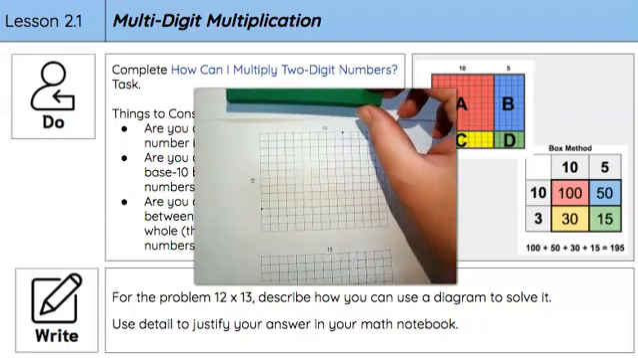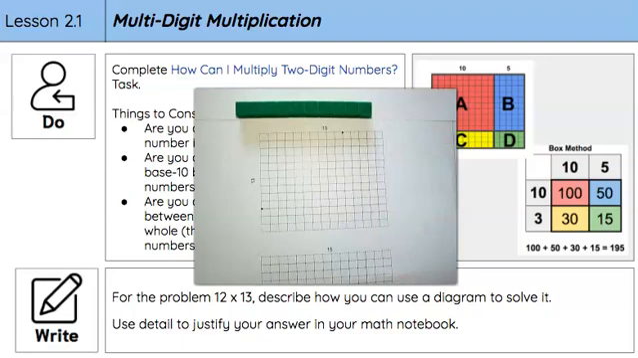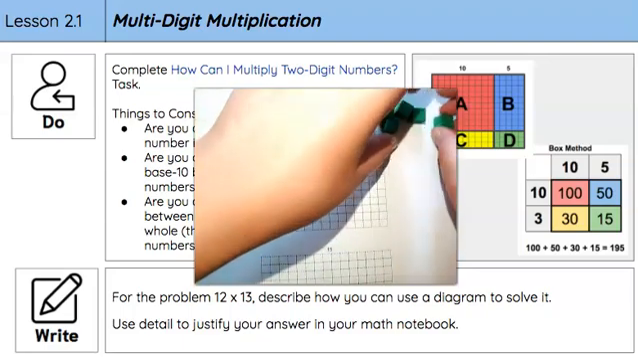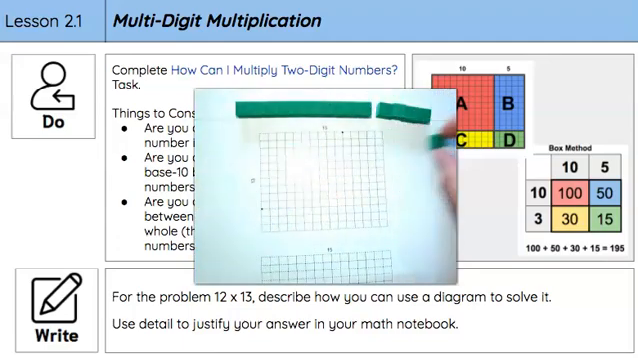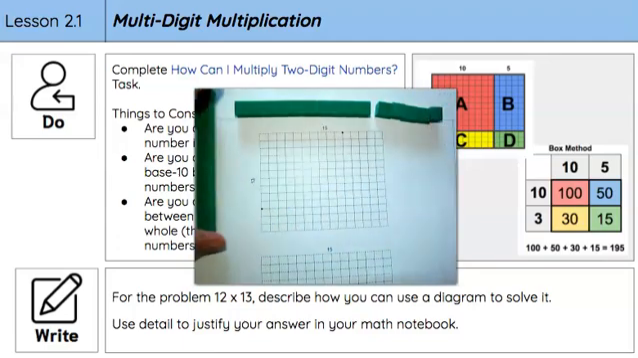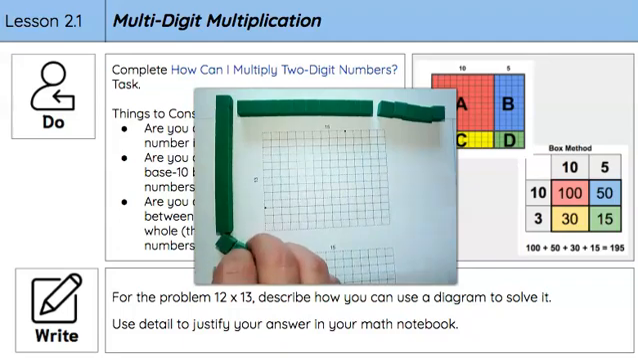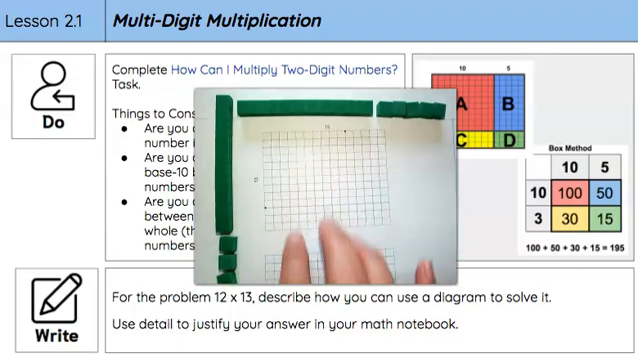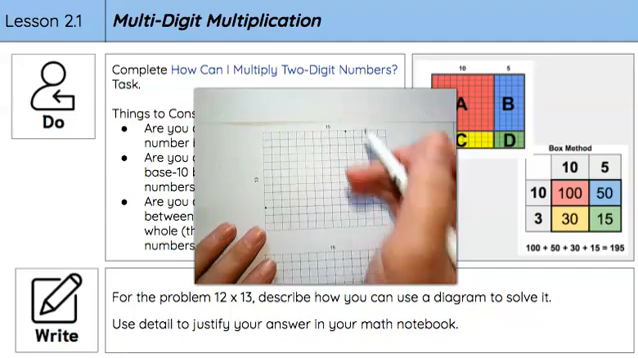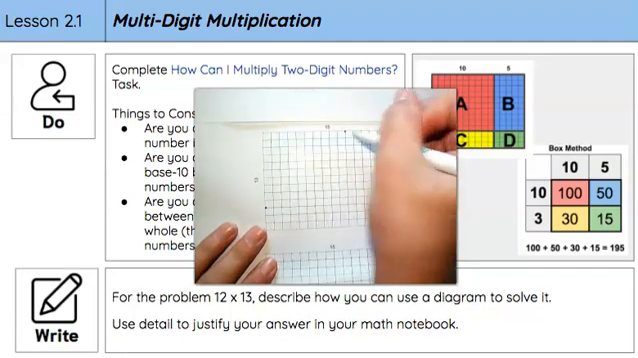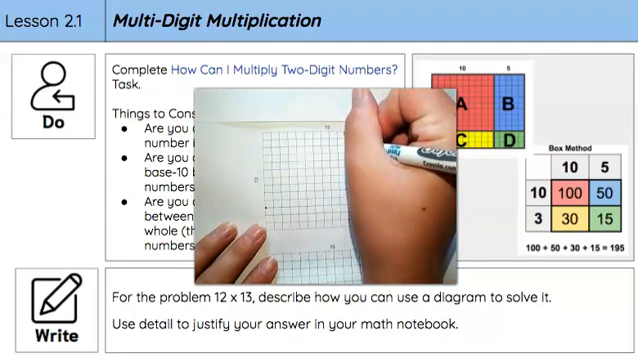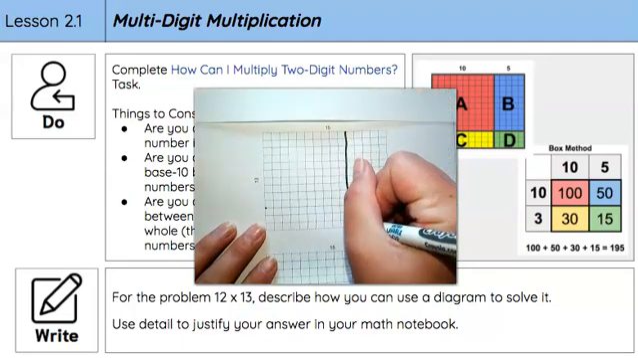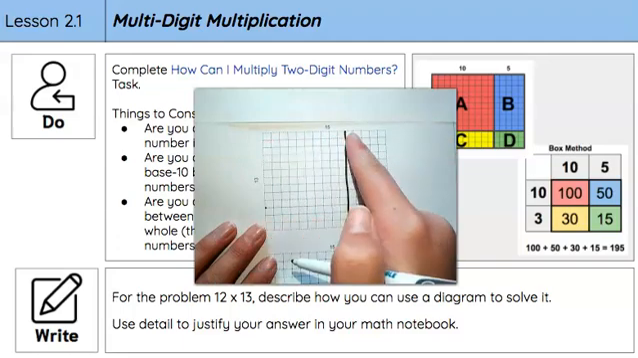So I'm going to represent 15 up here with 1 ten and 5 ones. And then I'm going to represent 13 on this side. Using these base 10 blocks gives me a good idea of how I can break up my area model. I'm going to first break up my 15 into 10 and 5, just like I did with my base 10 blocks. So here I have my 10 and then my 5.